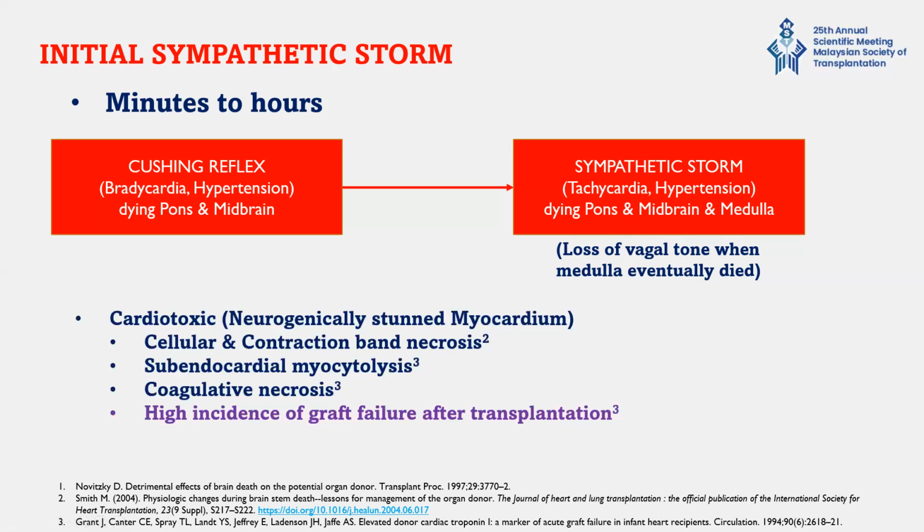Sympathetic storm can cause cardiotoxicity, sometimes also called neurogenically stunned myocardium. In the research by Nowitzki, you can see cellular and contraction band necrosis, subendocardial myocytolysis, and coagulative necrosis. And if this initial sympathetic storm occurs and is prolonged without treatment, a high incidence of graft failure can occur after transplantation.